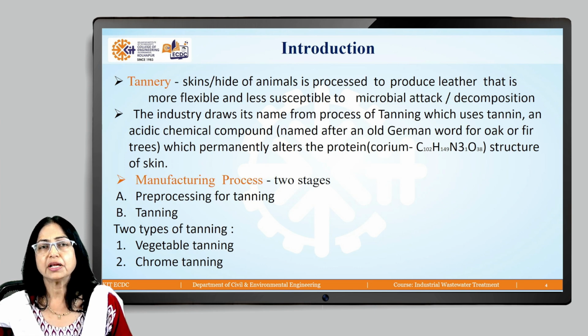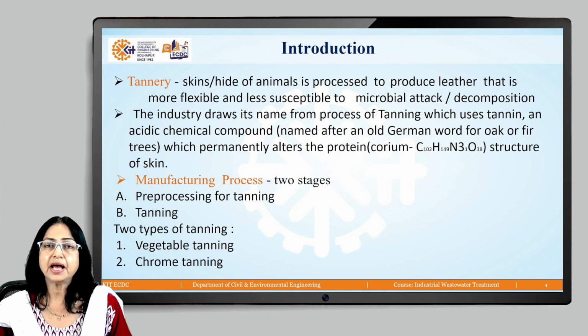So what is the tannery industry about? This industry processes the skin or hide of animal and turns it into leather. So, turning of skin into leather. What is the difference? Leather is more flexible, smooth and less susceptible to microbial attack, and hence you can use leather for manufacturing of various goods.